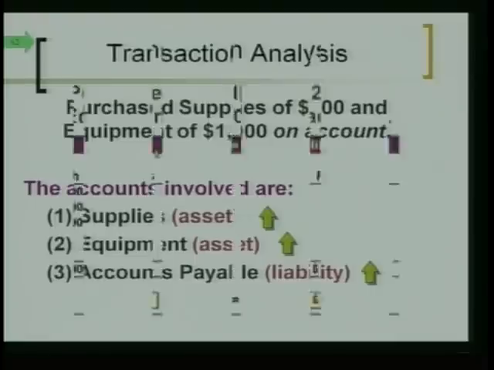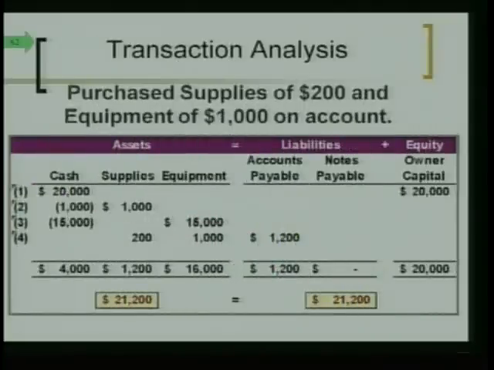How does that look? Well, let's take a look. Supplies goes up by $200. Equipment goes up by $1,000. And accounts payable goes up by $1,200. Sometimes people make the mistake, they think accounts payable goes down or it's a negative. No, accounts payable goes up, right? We owed them zero, now we owe them $1,200. How are you going to make that accounts payable go down in the future? Well, how do you make your loans go down? You pay them off, right? So take a look at that. Supplies goes up by $200, equipment goes up by $1,000. Accounts payable goes up by $1,200. You with me?